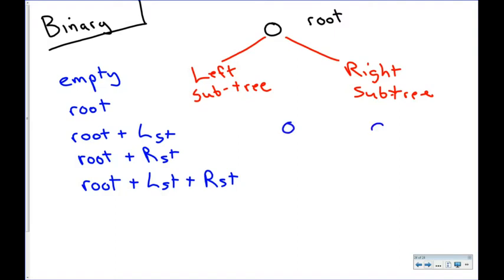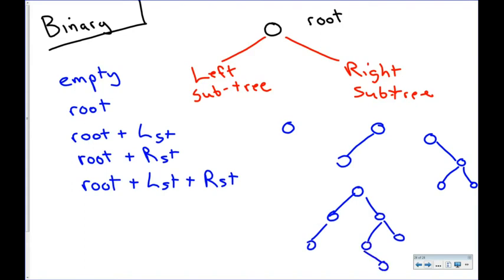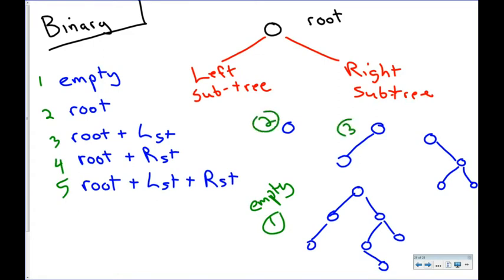There's just a root. There's a root and just a left subtree. Here's a root and just a right subtree. Okay? That's a whole subtree within it. Or a root and a left subtree and a right subtree. Okay? Those are the different possible trees. So just an empty one. Okay? So 1, 2, 3, 4, 5. So this is type 1, 2, 3, 4. Sorry, that's 5 and 4.